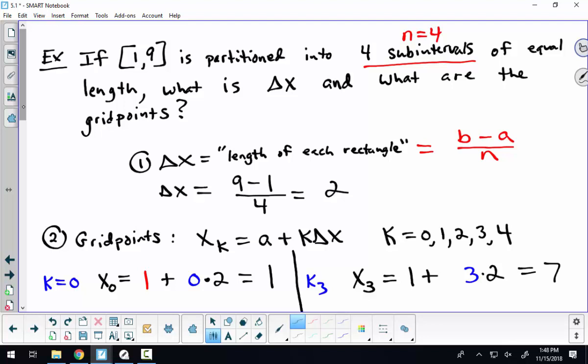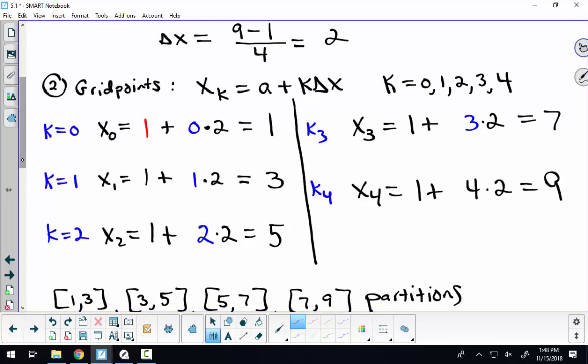Okay, so this is another example on an interval from 1 to 9, partitioned into 4 subintervals, which is telling us that n equals 4. What is delta x and what are the grid points? So delta x is b minus a over n, which gives us 2. And then the grid points are computed the same way we computed the previous grid points, except for now these look a little bit different. Let me do this.